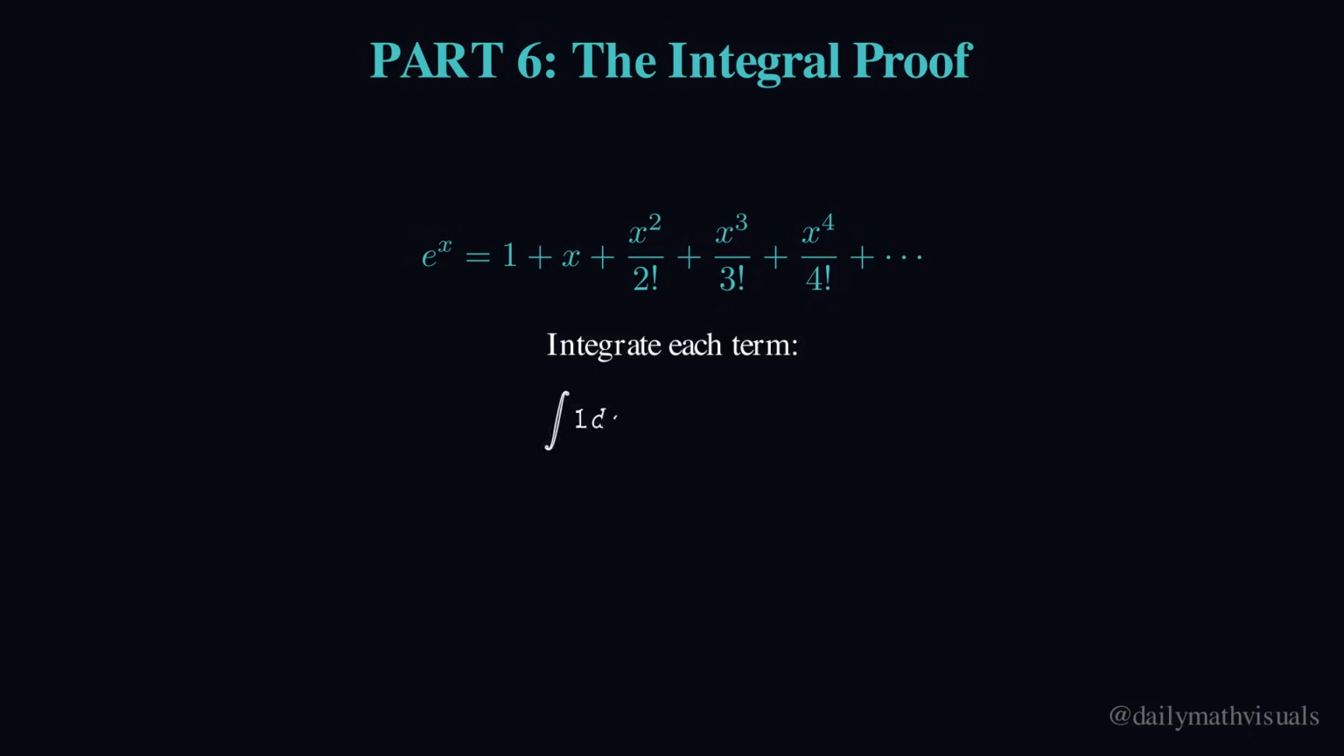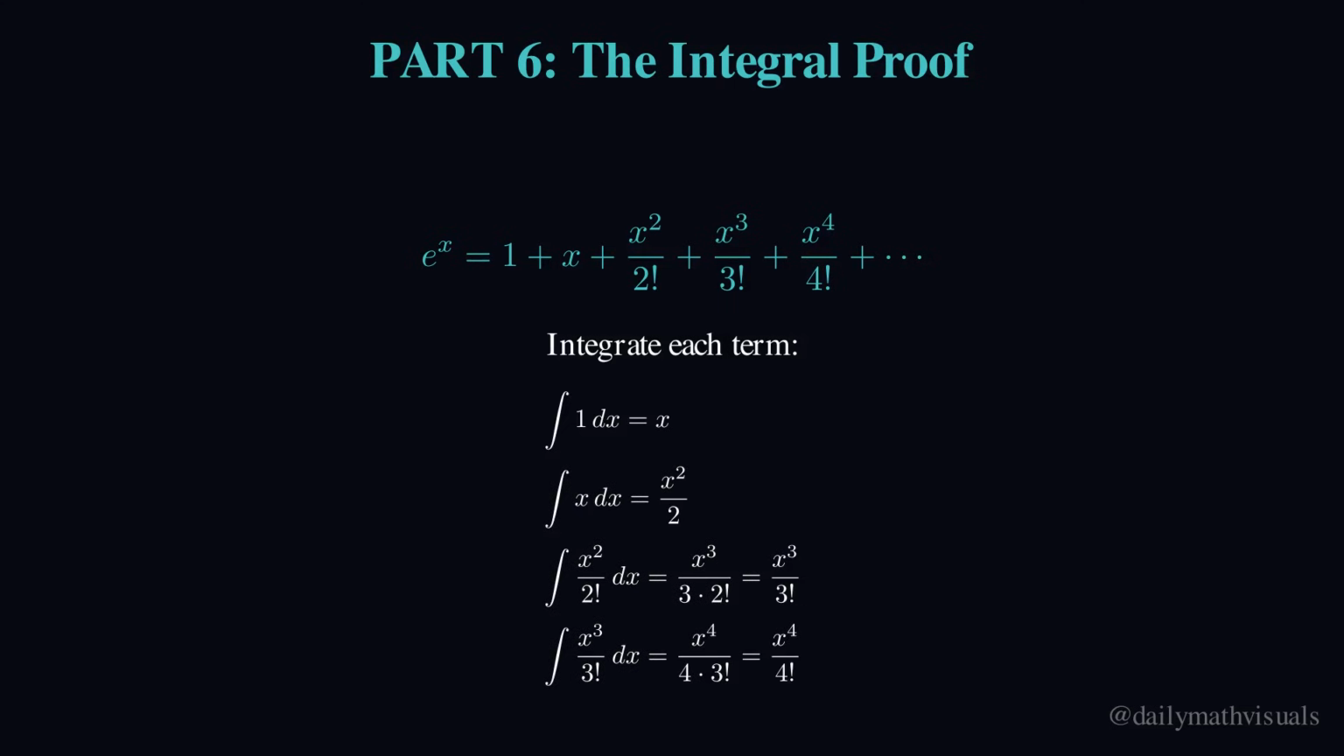Now let's derive the integral of e^x. We'll use the power series again. Remember the Taylor series for e^x. Now let's integrate term by term. The integral of 1 is x. The integral of x is x^2 over 2. The integral of x^2 over 2 factorial is x^3 over 3 factorial. Notice the pattern. Each term integrates to the next term in the series.